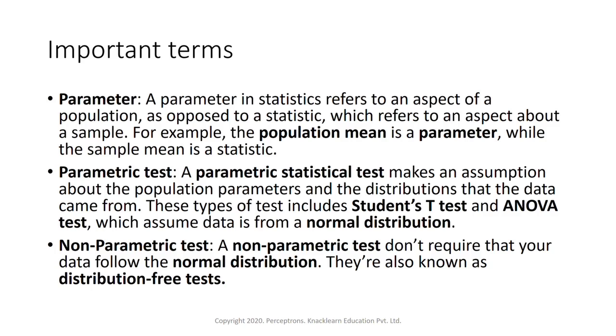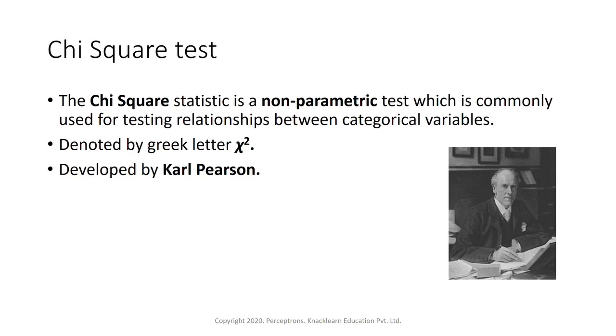The other one is the non-parametric test. A non-parametric test doesn't require that your data follow the normal distribution. They are also called distribution-free tests. So it doesn't need your data to be normally distributed. Now the chi-square test is a non-parametric test. That means the data does not need to be in a normal distribution in this case.